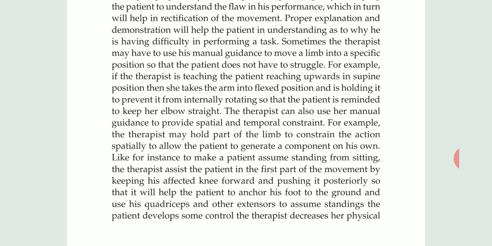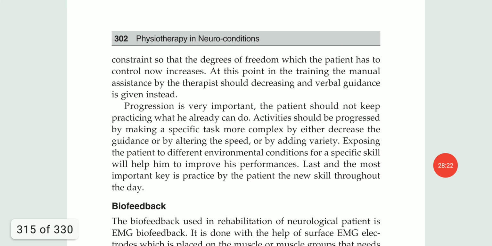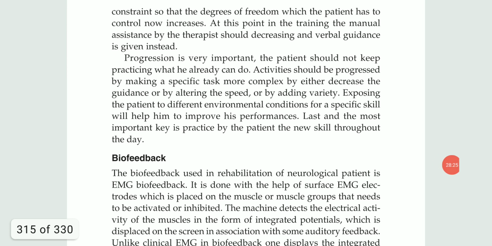For instance, to make a patient assume standing from sitting, the therapist assists the patient in the first part of the movement by keeping his affected knee forward and pushing it posteriorly so that it will help the patient to anchor his foot to the ground and use his quadriceps and other extensors to assume standing. Once the patient develops some control, the therapist decreases her physical constraint so that the degrees of freedom which the patient has to control now increase. At this point in the training, the manual assistance by the therapist should decrease and verbal guidance is given instead.